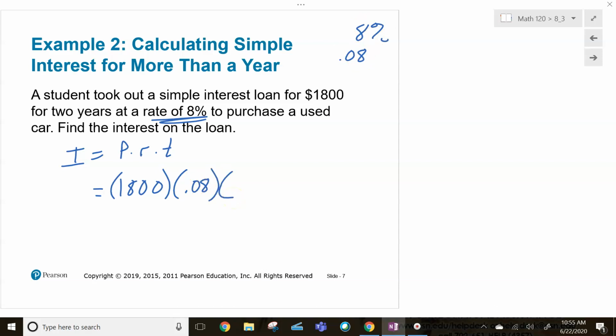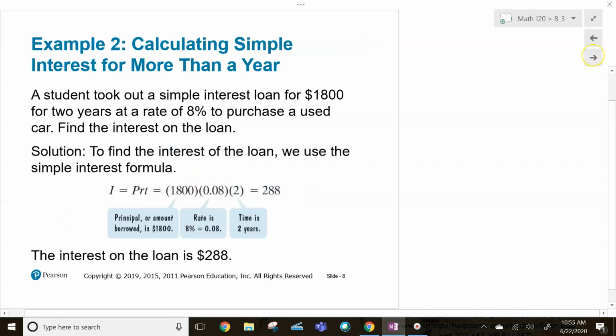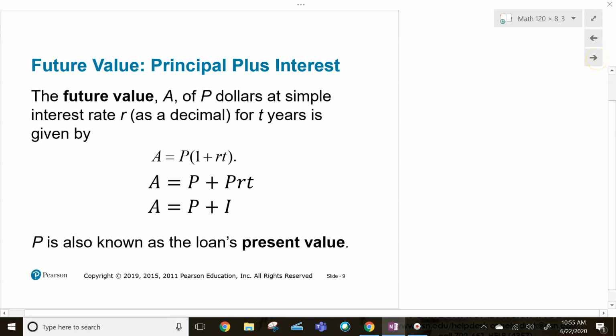0.08 times the time. How many years are we doing this for? This is for 2 years. So put in 2 years here, so times 2. So we have 1,800 times 0.08 times 2. Looks like you're going to be paying an extra $288 just to take out a loan for 2 years at 8%. That's your simple interest calculation there, 288.